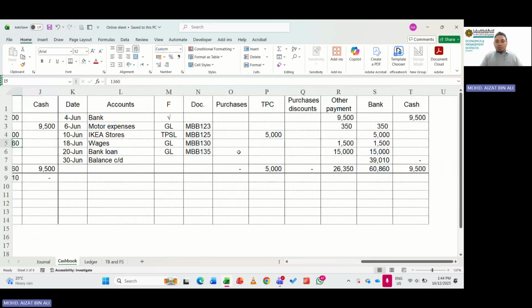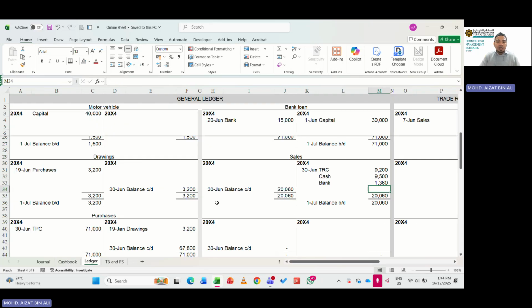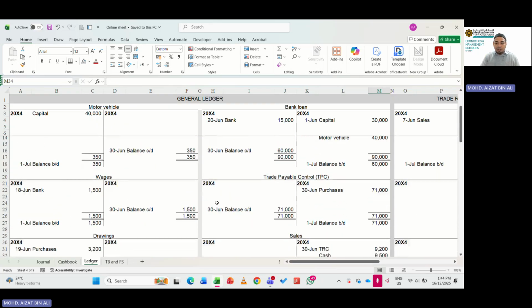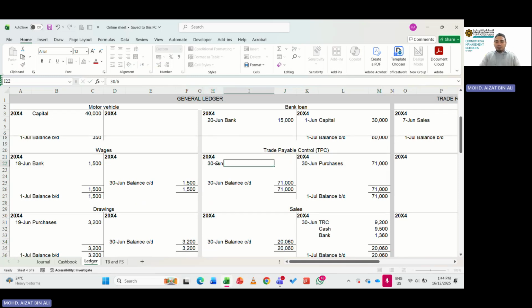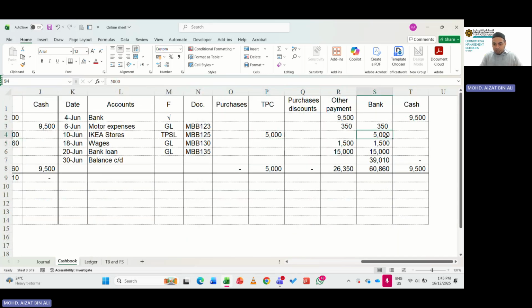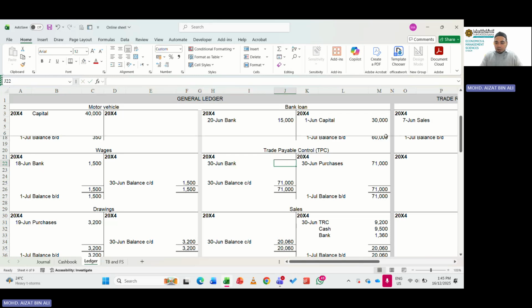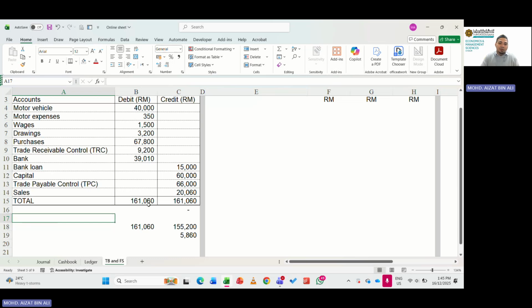Whereas for the credit side, there is no purchases, but we do have TPC. So this TPC needs to be debited into our TPC account. Let's go to our TPC. Where is our TPC? This one. It should be debited. 30th June. Was it cash or bank? TPC 5,000, bank. So here, bank 5,000 ringgit. Now let's look at our trial balance. Yeah, there you go. It is balanced now, whereas this was our figure before we made the correction.